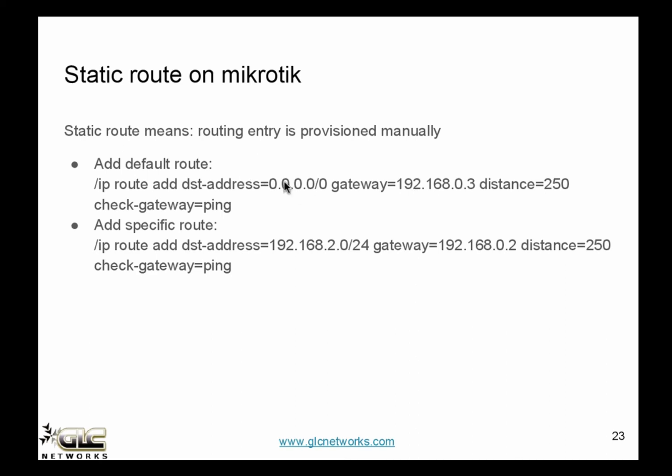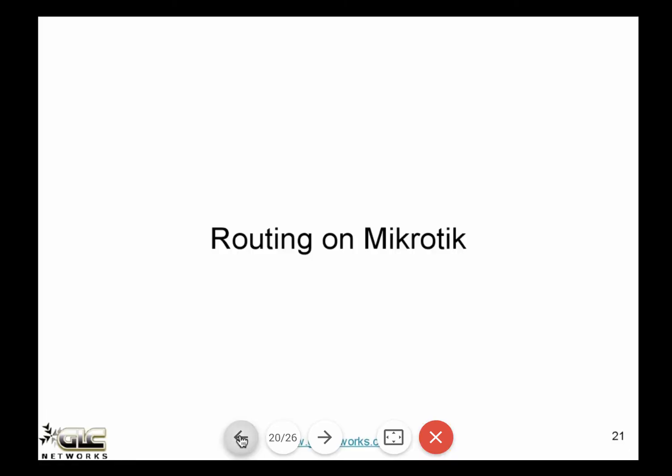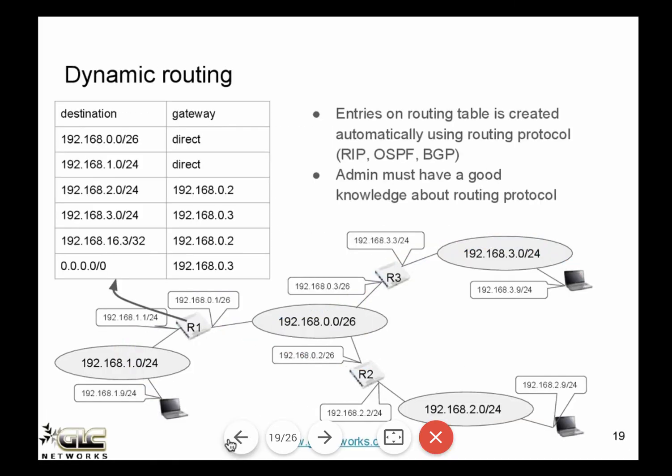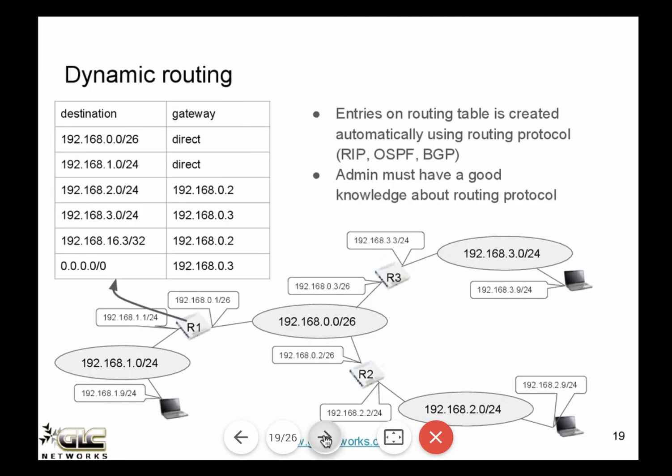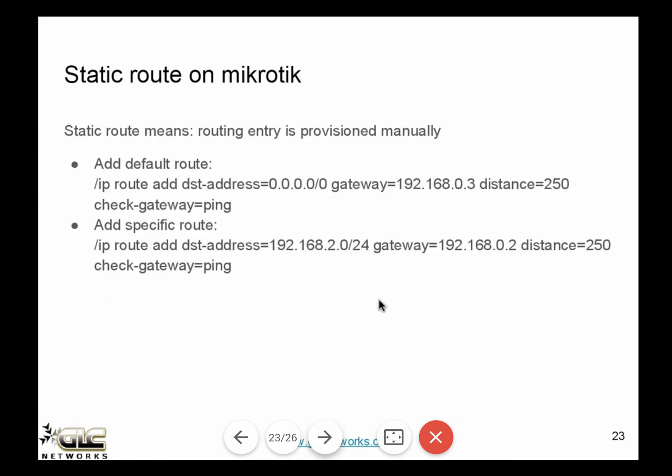Why 250? Because as you can see here on administrative distance, all other routing tables are lower. So if you put, for example, 250, it's going to be like this. Then you can run your other dynamic routing protocols, which have a lower distance compared to your default route. So your default route will be ignored by those routing protocols, because you put the higher distance. So that's the reason why you put the distance here.